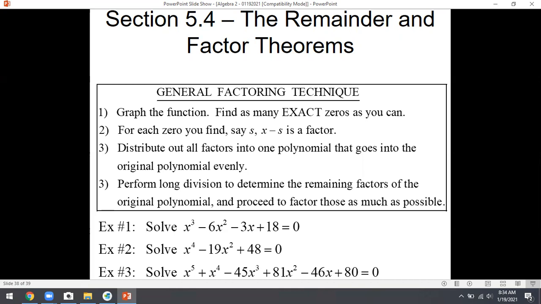This is always going to work. If you can find answers, dang it, this technique will get them. And you see we're doing 5th degrees and 3rd degrees and 4th degrees and whatever the heck they might throw at you. This will always work. So start the same way. Should be graphing it by now.